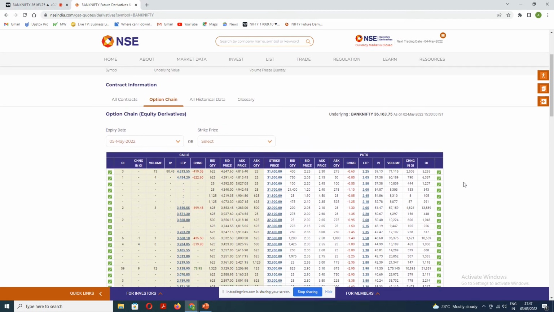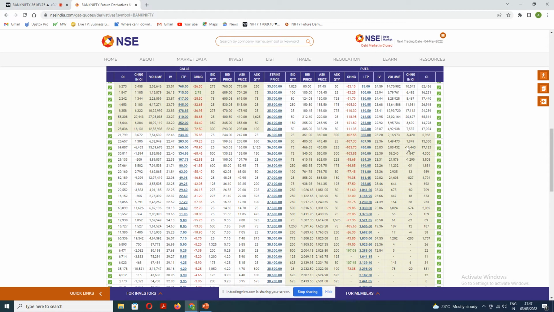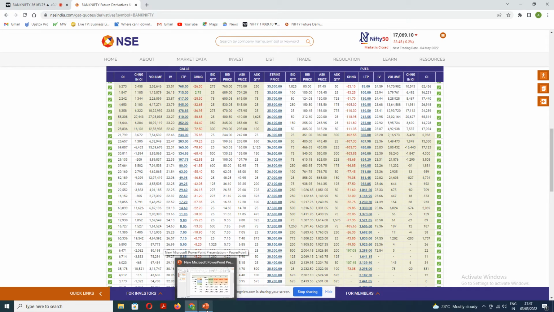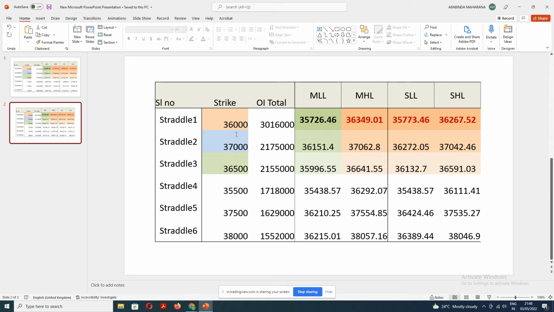You have to take these values to an Excel sheet, just add up the open interest for the particular strikes and see which has the maximum value at which strike. That gives you the first, second, third category of straddle formation at different strike values. So from our analysis, you can see here that the first straddle has been formed near 36,000. Second is at 37,000 and third is 36,500.